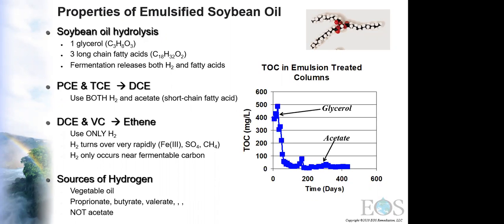I mentioned this in the first slide, but I want to dive down a little bit more into it, get a little more technical. So soybean oil is a triglyceride. It's got a glycerol molecule. Those 3 long chain fatty acids are cleaved off of that glycerol. So that way your TOC will initially go up because you're releasing that soluble glycerol product. And so you can see on the right-hand side, this graph with TOC, that's total organic carbon. That big spike is that glycerol coming off, and then that's rapidly consumed, and so TOC drops off.